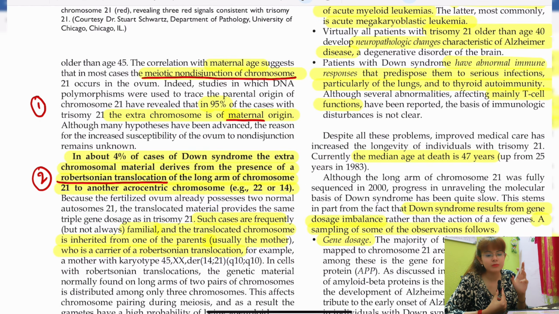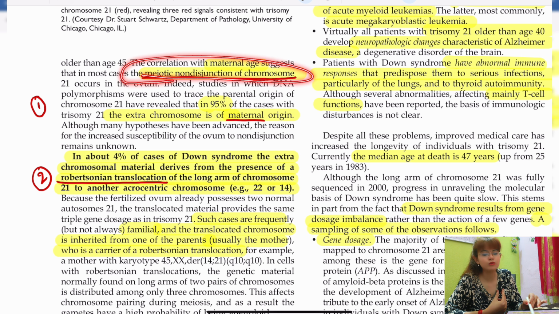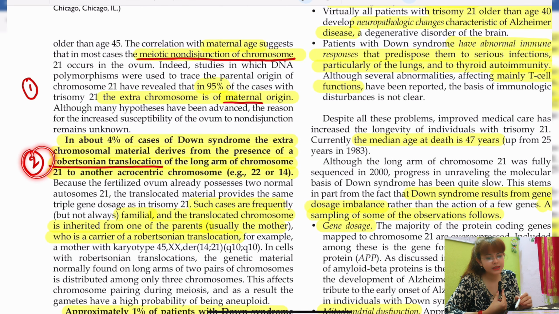So what is the molecular mechanism? Number one is the meiotic non-disjunction of the maternal chromosome, which is in 95% of the patients. It is of maternal origin. Number two is the Robertsonian translocation, which is happening in 4% of the cases, in which the long arm of chromosome 21 is being translocated to another acrocentric chromosome, which is 22 or 14. So you can see that 4% of Down syndrome are because of Robertsonian translocation.